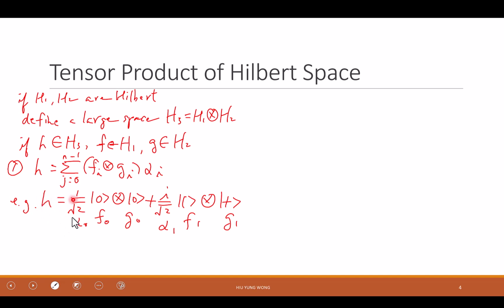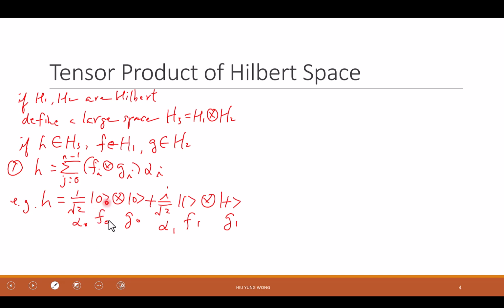So here I gave an example. For example, H may be equal to this. Then it means alpha 0, where this is 1 over square root 2, F0 is 0, G0 is 0. And then alpha 1, this summation, is i over square root 2, F1 can be 1, G can be plus, or can be more complicated. But these are all inside the smaller spaces.